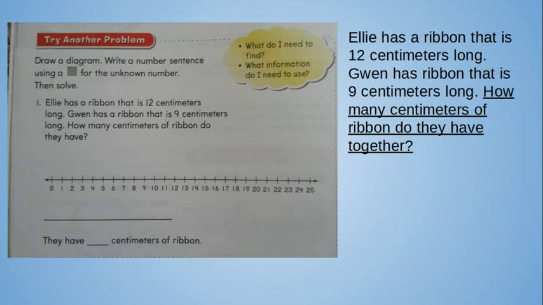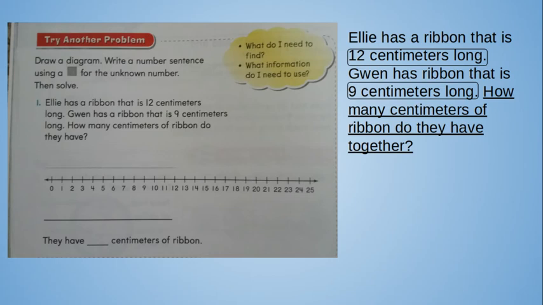I've already underlined my question, and I already noticed a key word in the question, together. That's going to come in handy later. We need to box up the key information. I know that Ellie has 12 centimeters of ribbon, and I know that Gwen has 9 centimeters of ribbon. Thinking about how I'm going to solve this, remember I said in the question that keyword together. Well, if I'm trying to find the total number of centimeters that they have together, I'm trying to find the sum or the whole. So this is going to be an addition problem. Let's take a look at the number line and show how we can solve this problem.